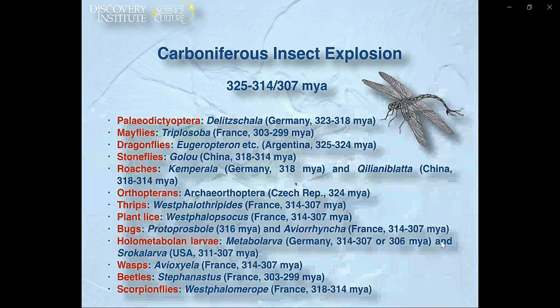It's not just primitive flying insects like dragonflies or roaches or locusts, but even highly developed insects like first wasps, first beetles, first scorpion flies, who already have this very complex metamorphosis. They appear already 320 million years ago in the Carboniferous, suddenly without gradual transition.